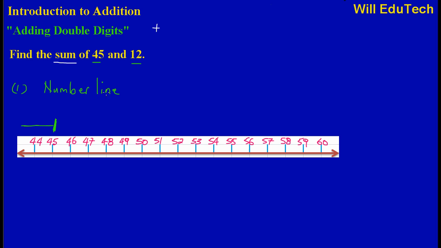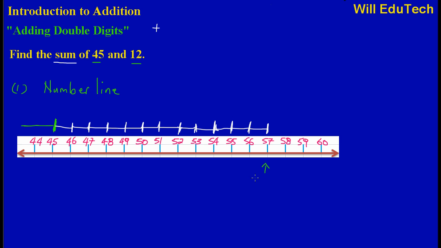Now all I need to move is 12 more places, so I'm just going to quickly count my 12 places. Starting from 45, I would move 1, 2, 3, 4, 5, 6, 7, 8, 9, 10, 11, and I would have my 12. If you notice where I finished, this would be my answer, where I've stopped. So my answer would be 57.